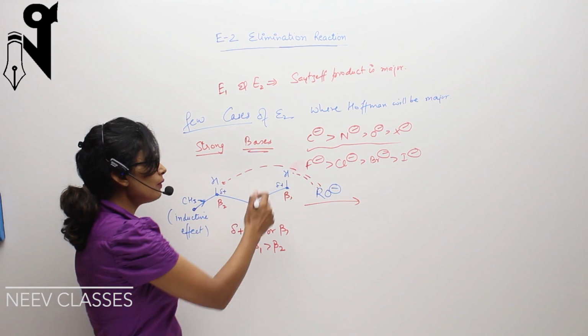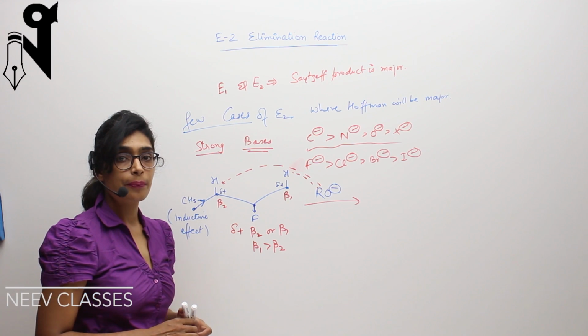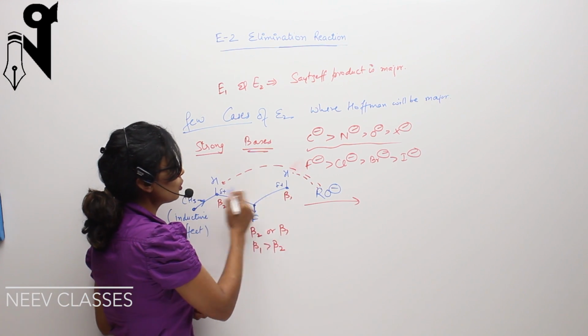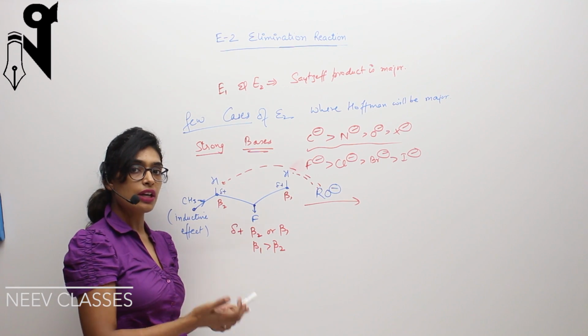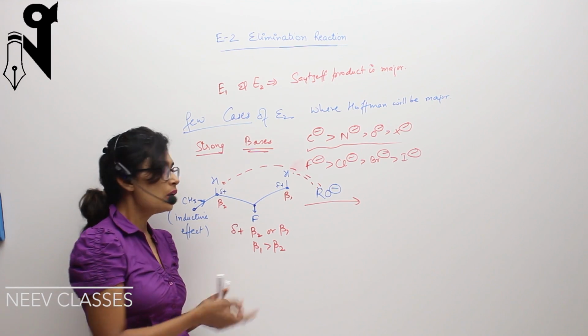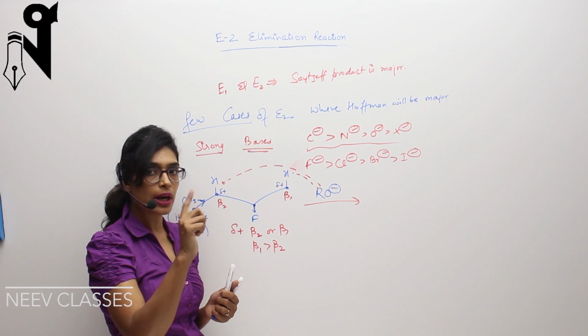So which carbon will be able to remove its hydrogen easily? Because both of these carbons have partial positive charge, they will try to reduce or nullify their positive charge. And how will they do so? By breaking the bond with hydrogen. So they'll kick out hydrogen.